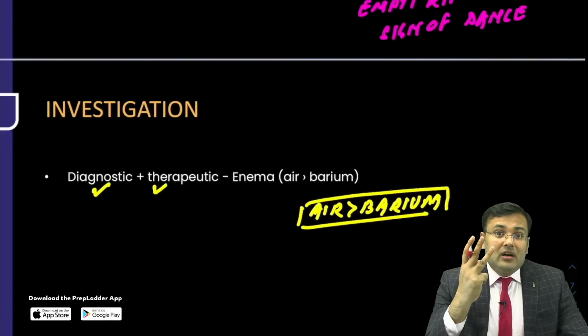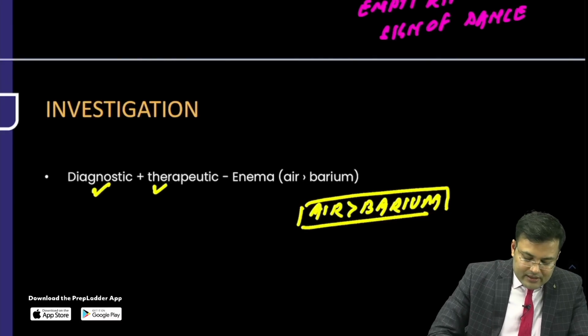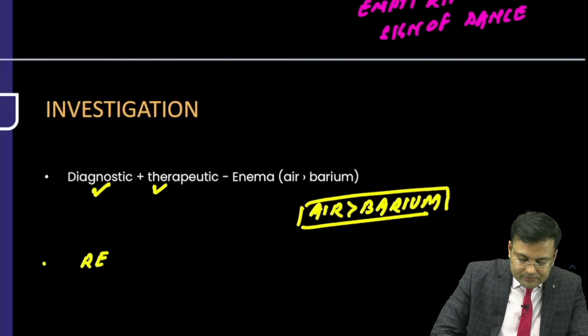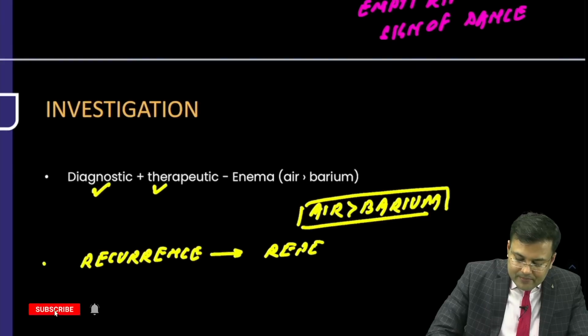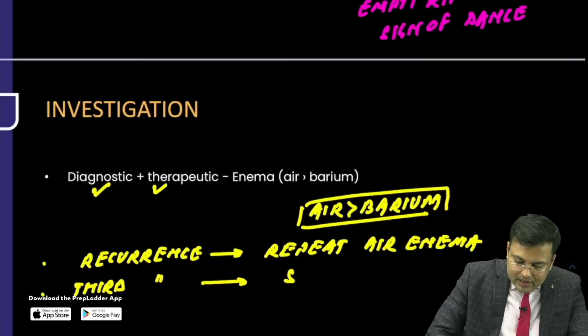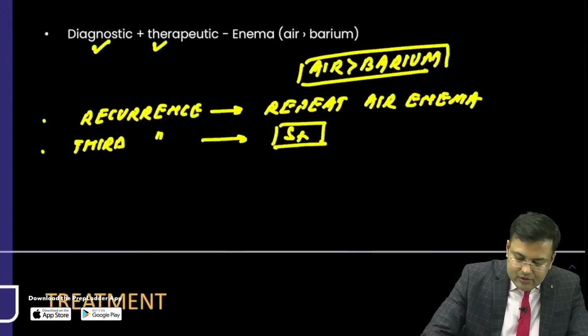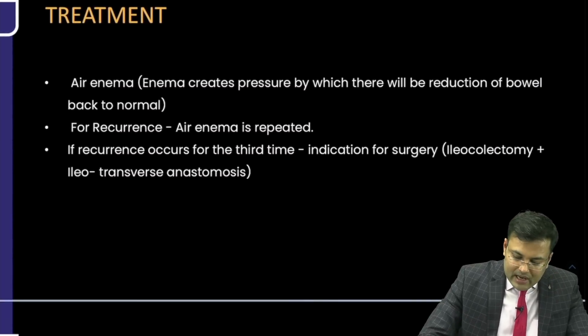Third recurrence is an indication for surgery. So whenever the patient is having recurrence, what do we do? Repeat air enema. If there is a third recurrence, we perform surgery, and you already told me what kind of surgery we do. We perform iliocolectomy.